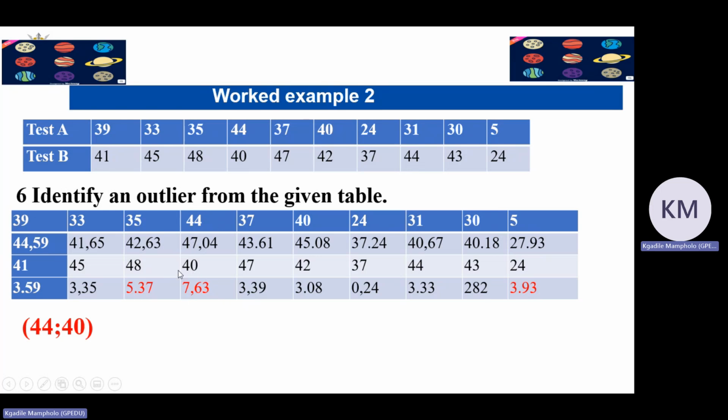So you can see that here the difference is 7,63. So it means the point where test A is 44 and test B is 40, it is an outlier because there's a greater difference between the estimated mark of test B and the actual mark of test B.